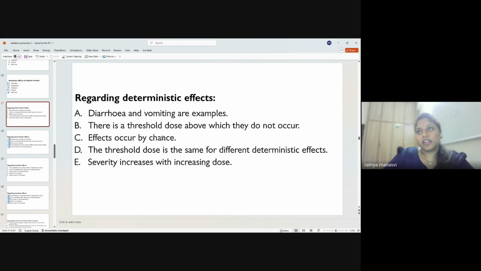No, stochastic effects occur by chance. The threshold dose is the same for different deterministic effects. No, it is false. The threshold dose for different deterministic effects is different.